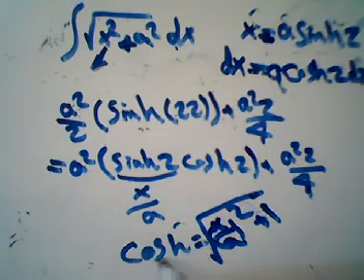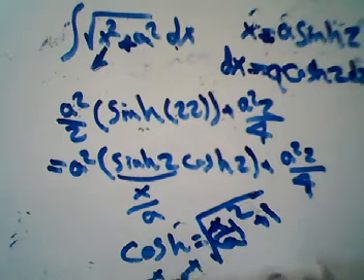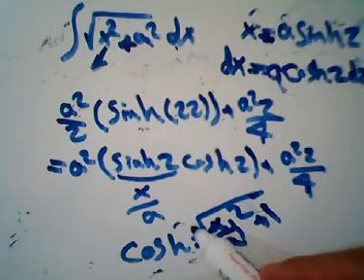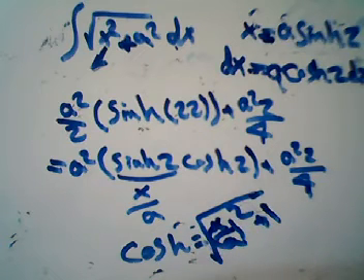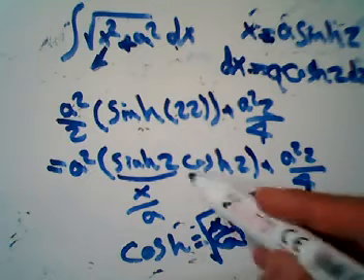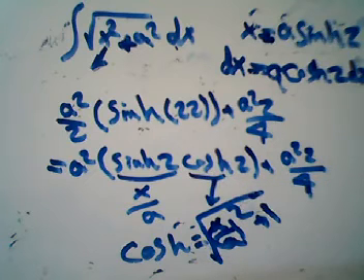But since cosine hyperbolic is always positive, because it is (e to the power of z plus e to the power of minus z) over 2, everything is positive here. So the positive would be acceptable here. So this cosine hyperbolic would be equal to this.